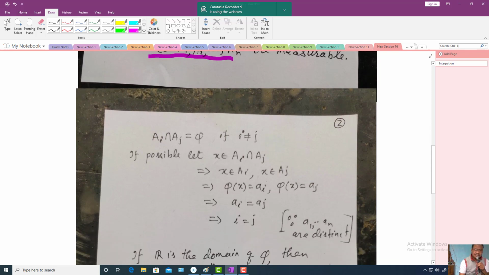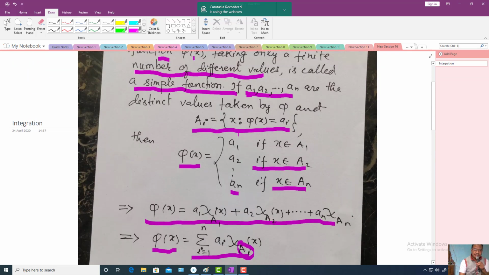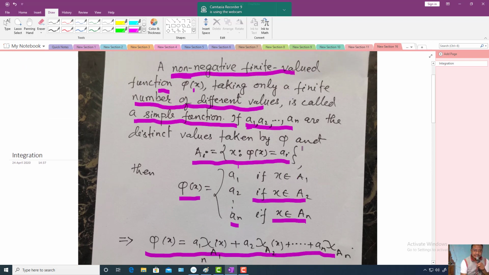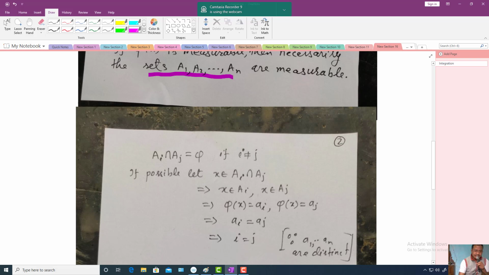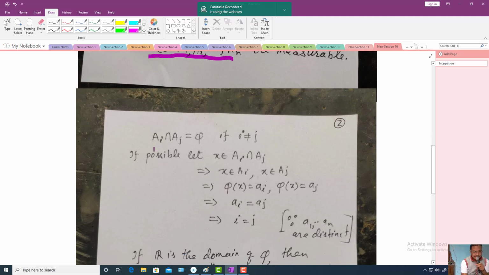Now let us see, since the values are distinct, all right, so a1, a2, up to an are distinct numbers. a1 is not equal to a2, a2 is not equal to a3, up to an minus 1 is not equal to an. So then Ai intersection Aj is equal to phi, the empty set, if i is not equal to j. Let us see, if possible, let x be a member of Ai intersection Aj.